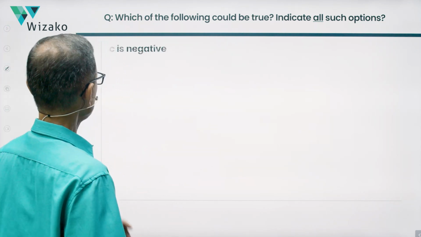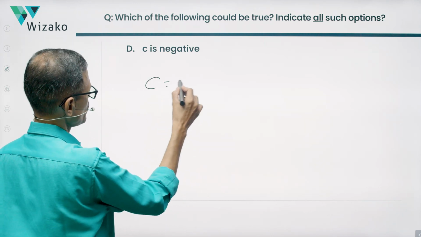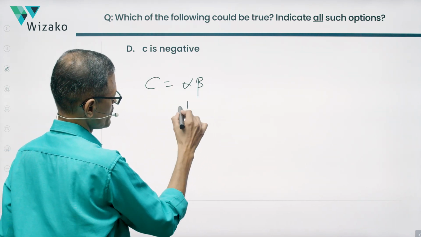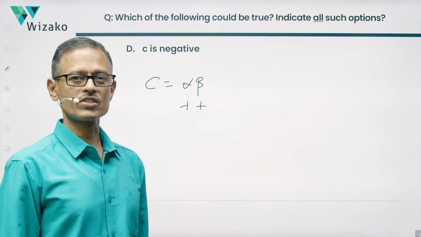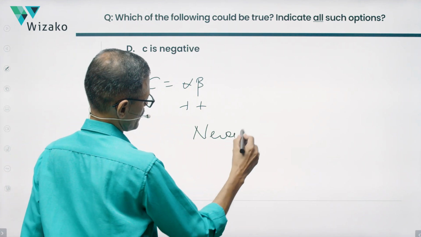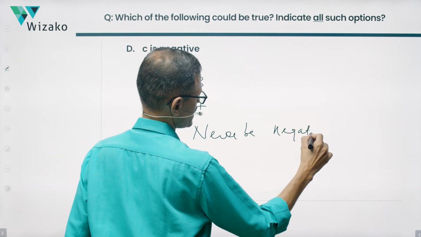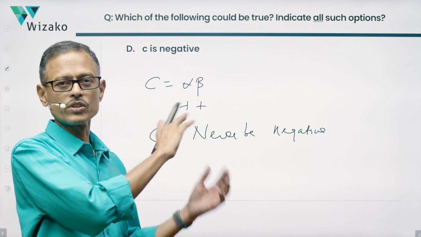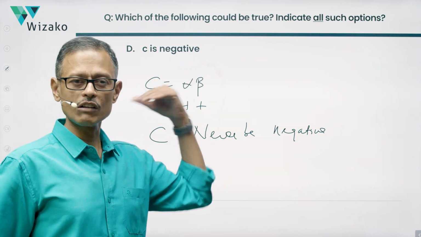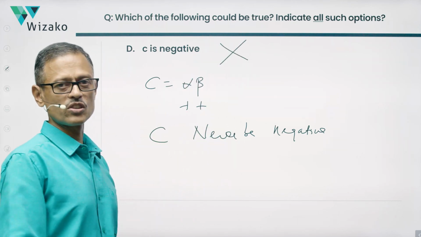Move on to answer option D. C is negative. We established C is equal to alpha beta. Both are prime, which means both are positive. Product of two positives will always be positive. C can never be negative. So we are saying this can never be true. This information, C being negative, is always false. It's never true. So could be true is not possible for this. So D is also not our option.